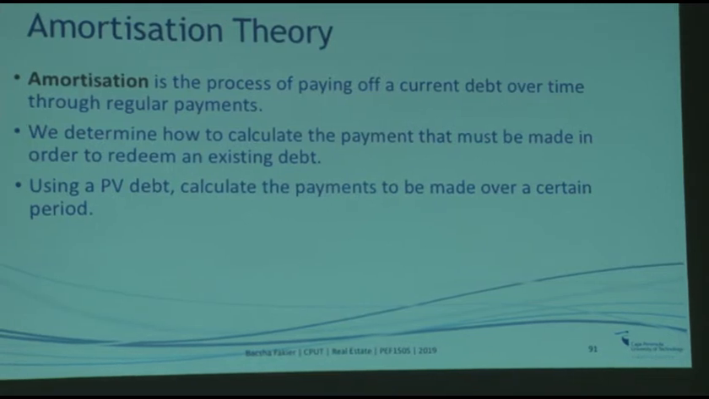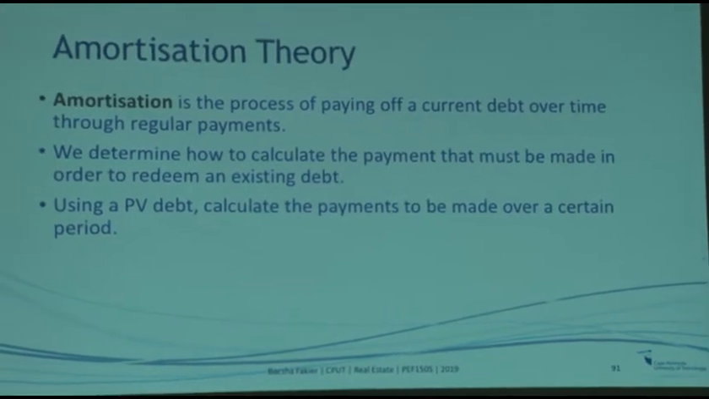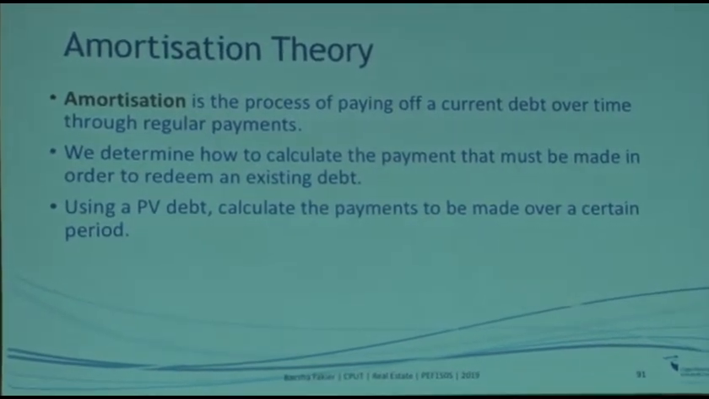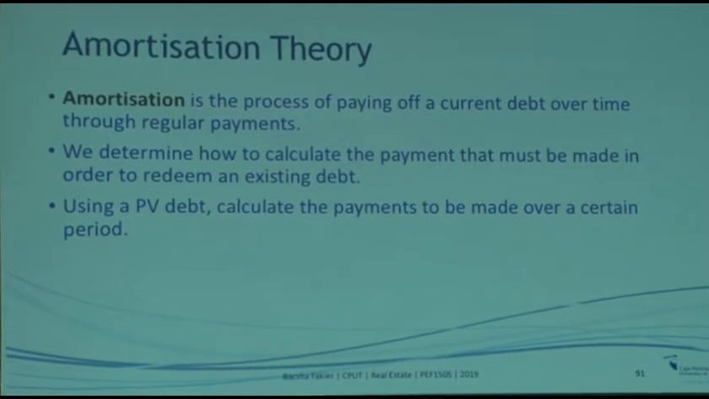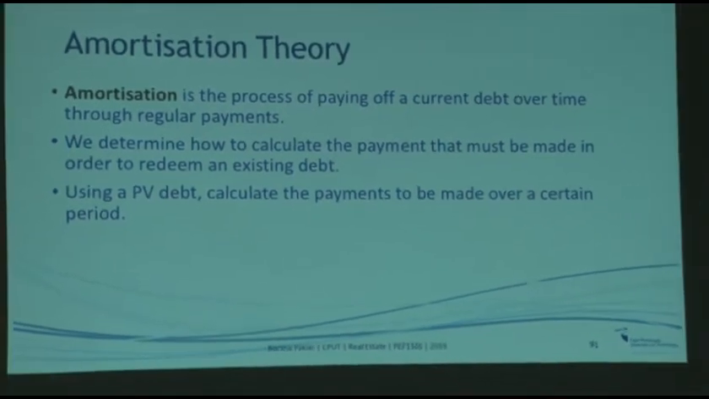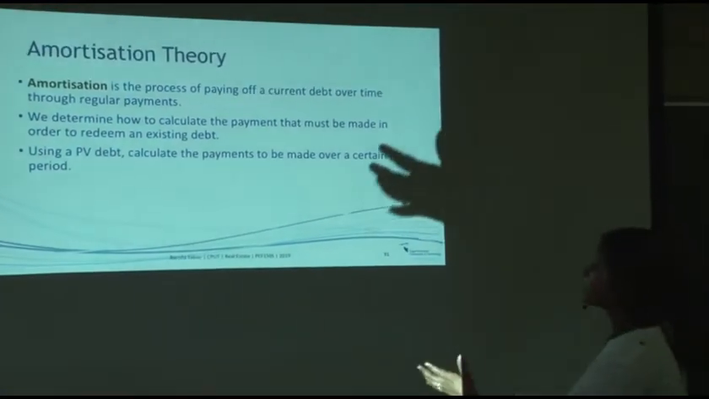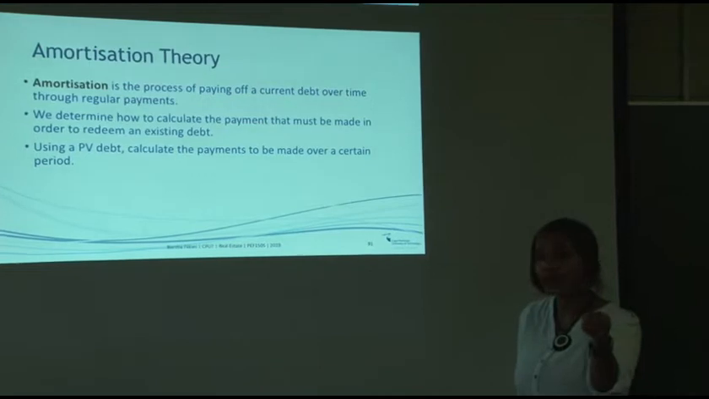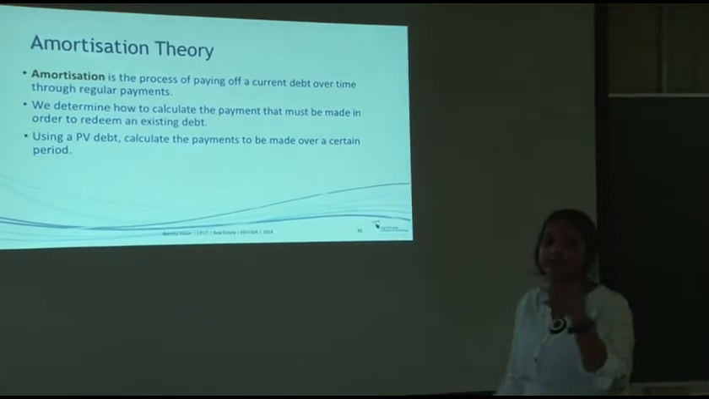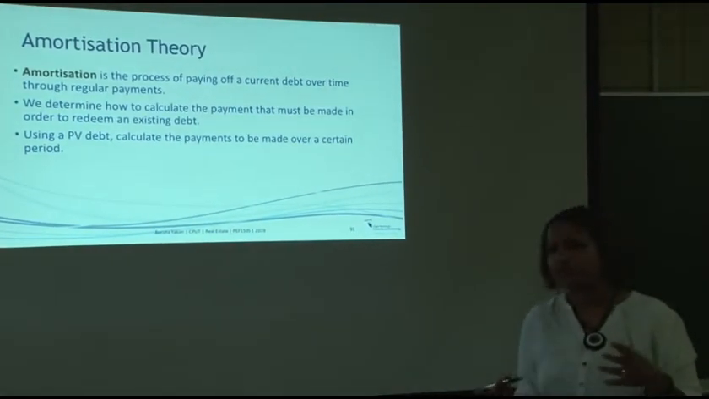The theory of amortization is it's the process of paying off a current debt over time through regular payments. What is the current debt? The value of the house, right? You want to buy that house of R1 million, and how are you going to pay it back? Through regular payments over, mostly, 20 years, right?